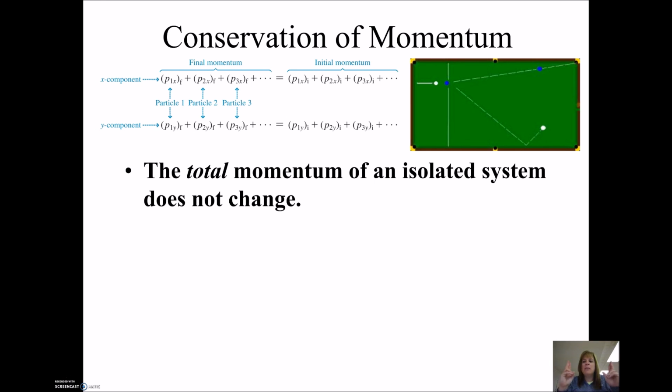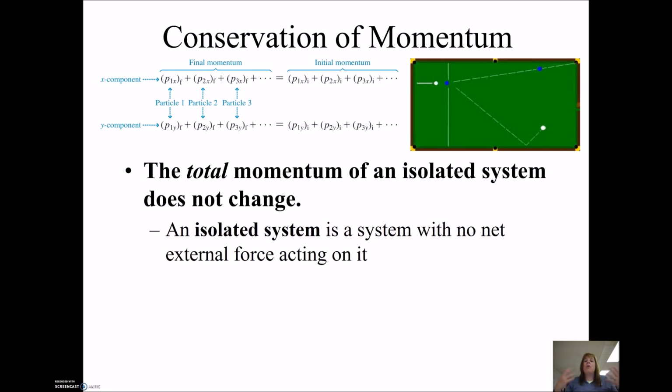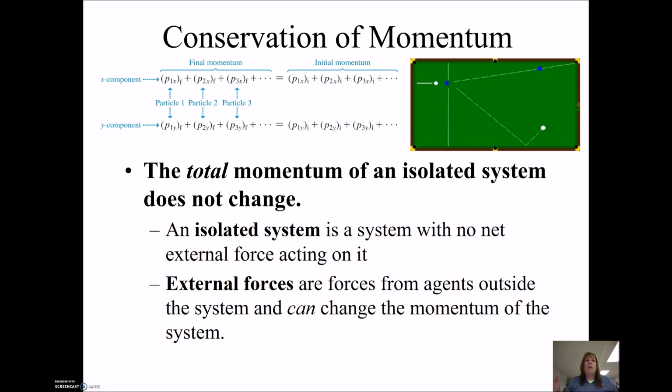But what does it mean to be an isolated system? Because that's when momentum is conserved. An isolated system is a system in which there's no net external force. An external force is a force that's outside the system that could change the momentum of the system. When we have a scenario like that, we want to use the impulse momentum theorem, that the impulse is equal to the change in momentum. So in that case, we would need to know information about that external force.